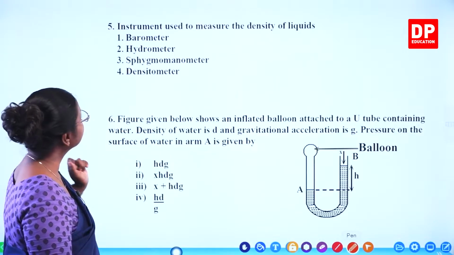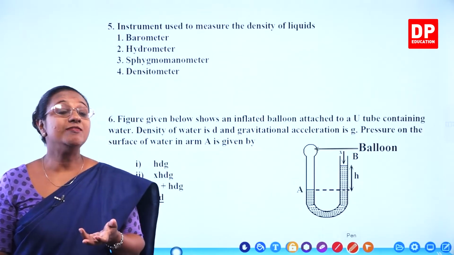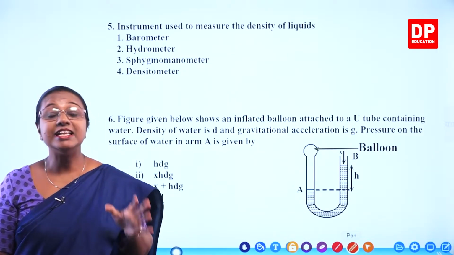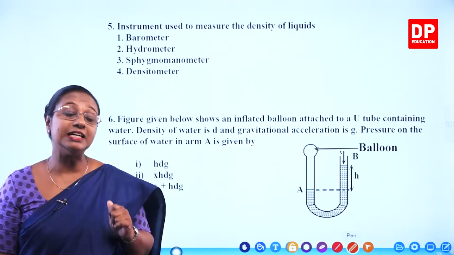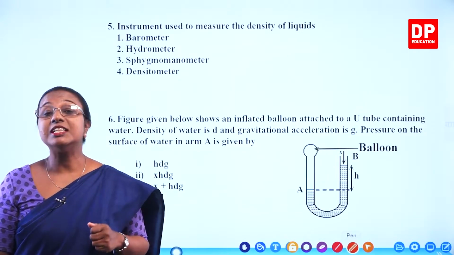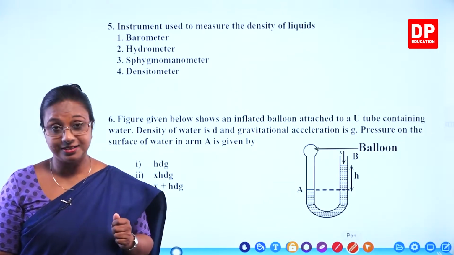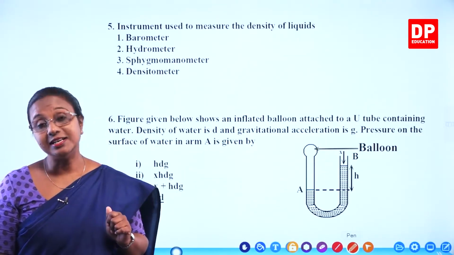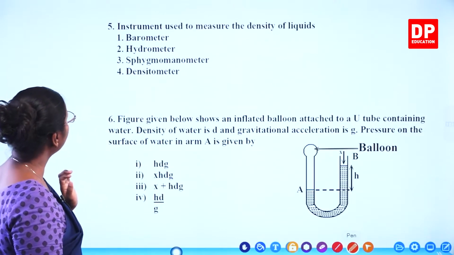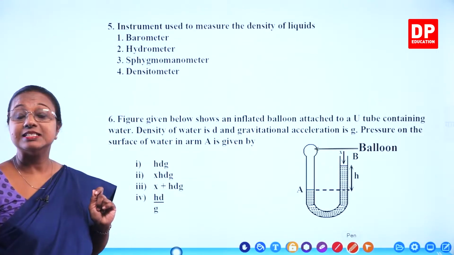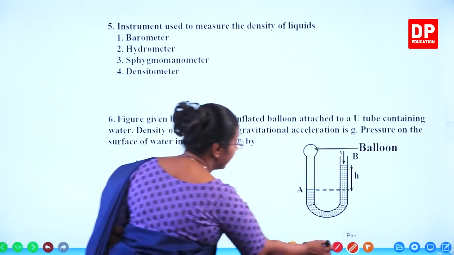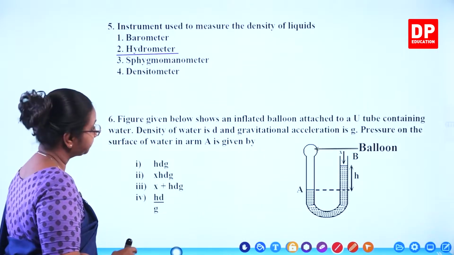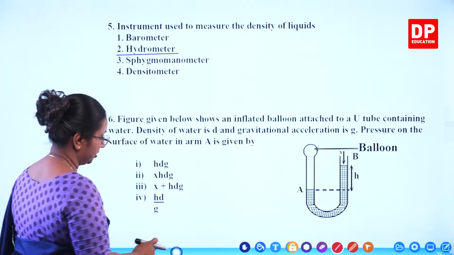Then the fourth one is the densitometer. When we say densitometer, it is not related to the density of liquids. It is actually related to optical density, to measure the intensity of darkness. So densitometers are used to measure optical density. Out of all these four, the hydrometer is the instrument used to measure the density of liquids. So it is hydrometers. Then the sixth question.